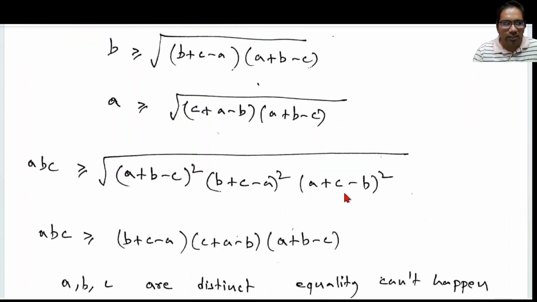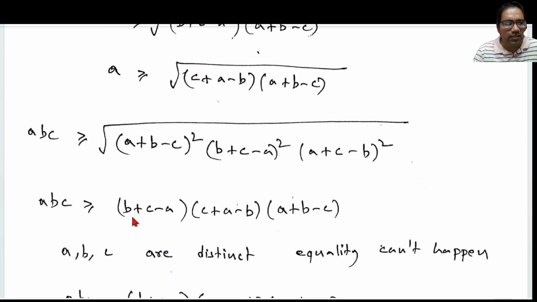Right. Now all three are positive. That's why the squares and square root will cancel. We'll be left with abc is always greater than or equal to (b + c - a)(c + a - b)(a + b - c). Right. So clearly this one is less than this one. That means this minus this is less than or equal to 0.